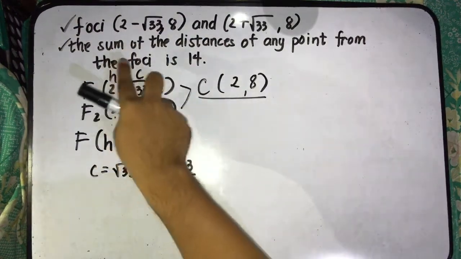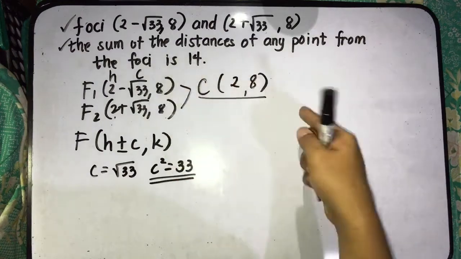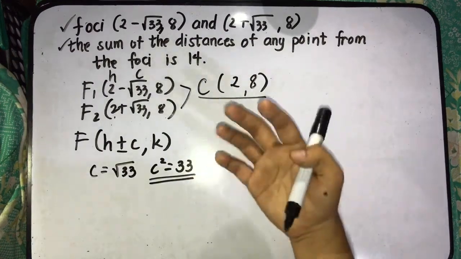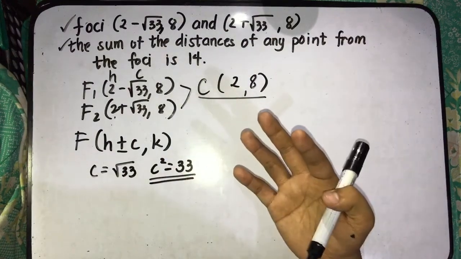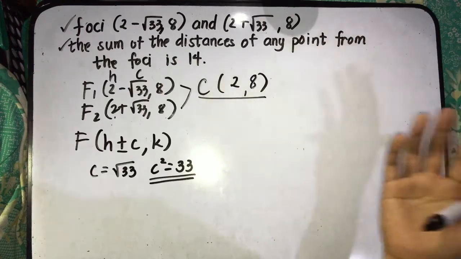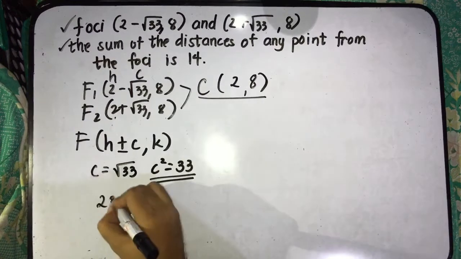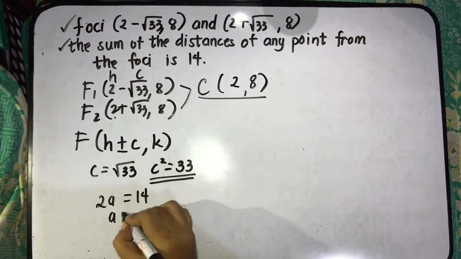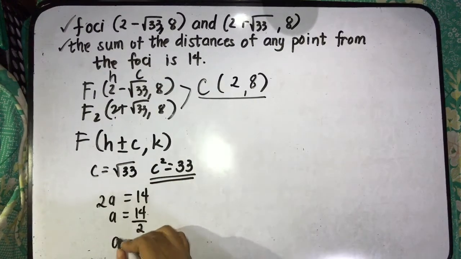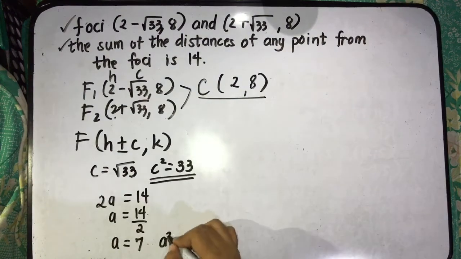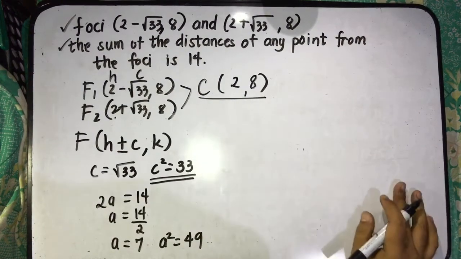The second condition is that the sum of the distances of any point from the foci is 14. Again, the definition of the foci is that the sum of the distances from the foci going to any point is a constant, and that constant is 2a. Therefore, 2a is equal to 14, and a is 14 over 2. Therefore, a is equal to 7, and a squared is equal to 49.